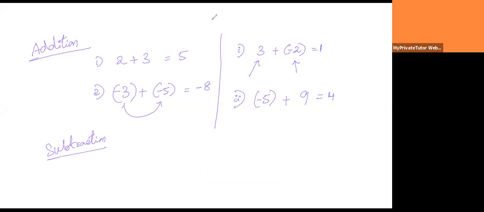So in subtraction, what if we have the same signs? 4 is a positive number, 2 is a positive number. So if we are subtracting the same sign numbers, both positive, it's straightforward. We are just going to subtract. How? 4 minus 2 is what? Just 2.